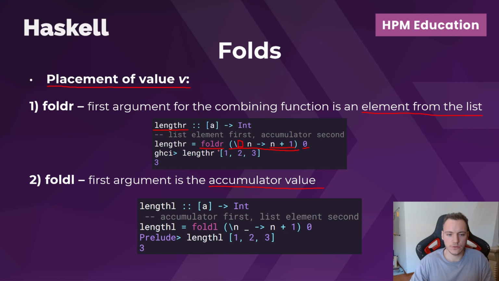Of course, this is using eta reduction. So like length r xs here could be written as well. And length r of [1, 2, 3] is 3.